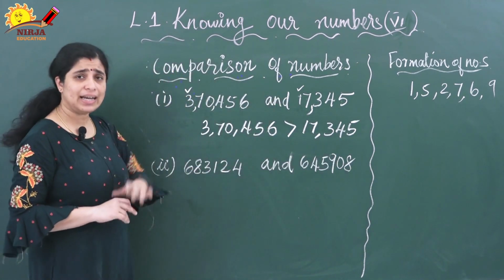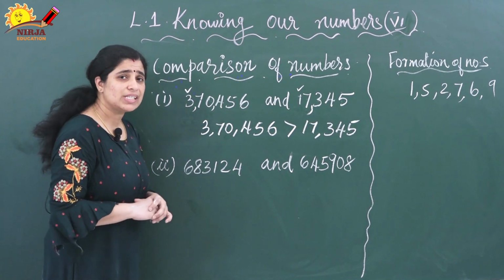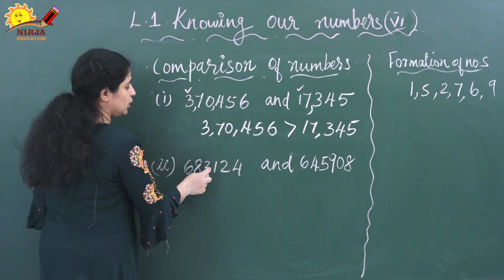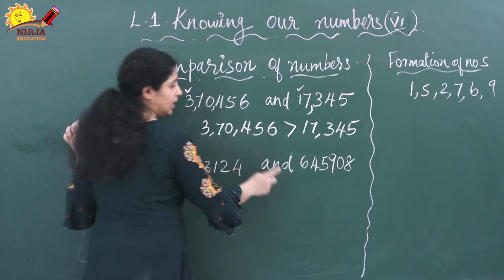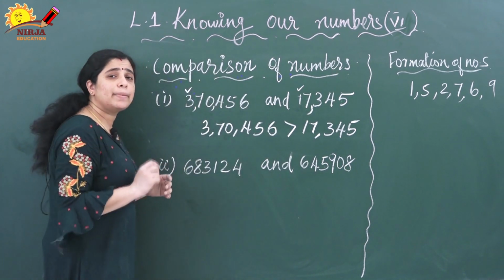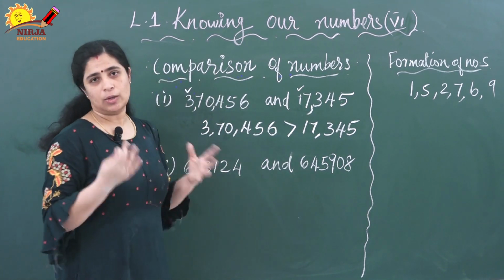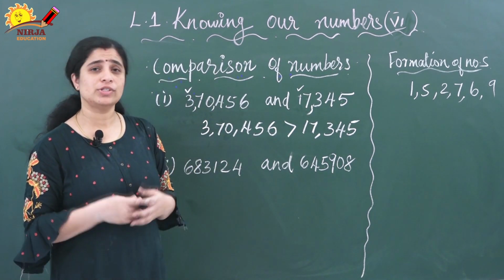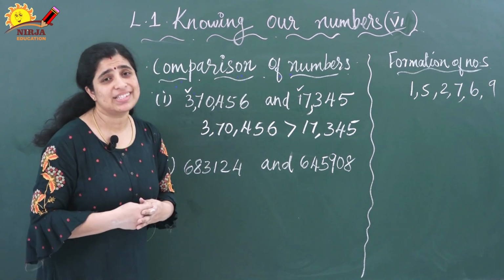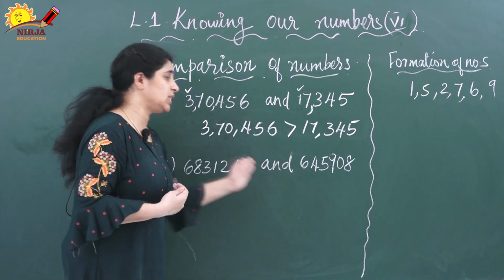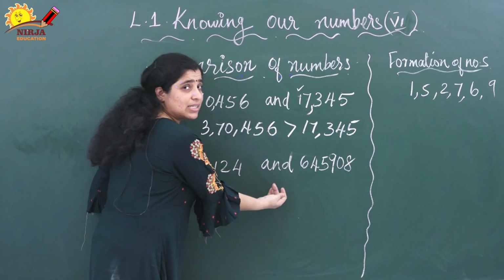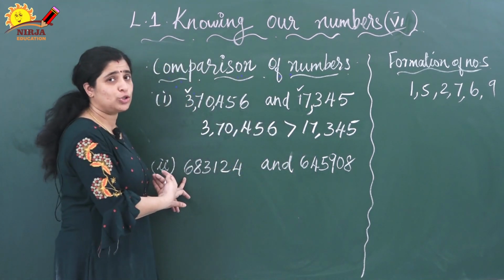Now we will consider another example. Here also first we will see how many digits are there. 1, 2, 3, 4, 5, 6 and here 1, 2, 3, 4, 5, 6. Both the numbers are 6 digit numbers. The problem will arise. You will be confused. Which number is bigger? In this case, we have to consider the number in the extreme left.